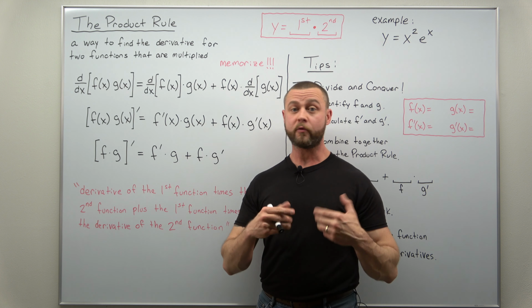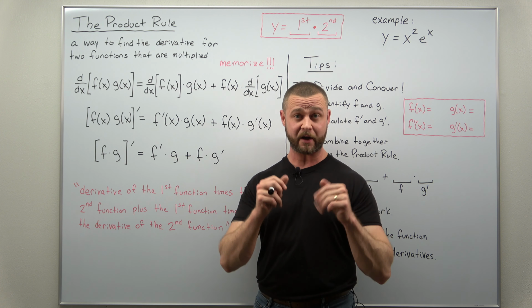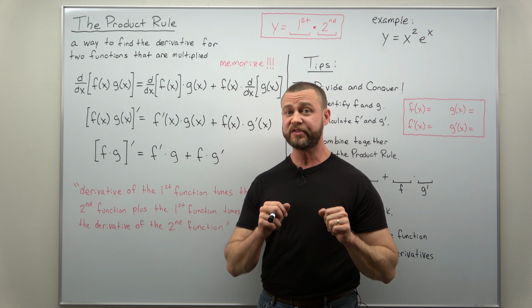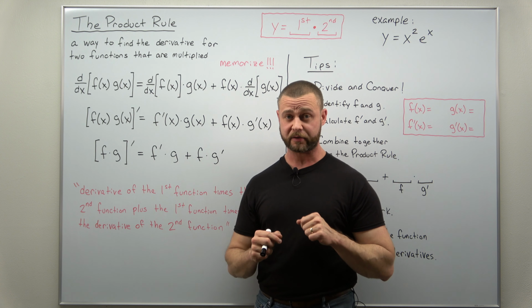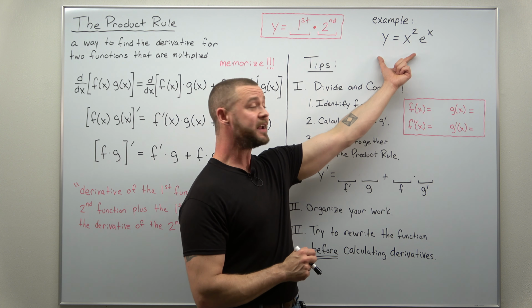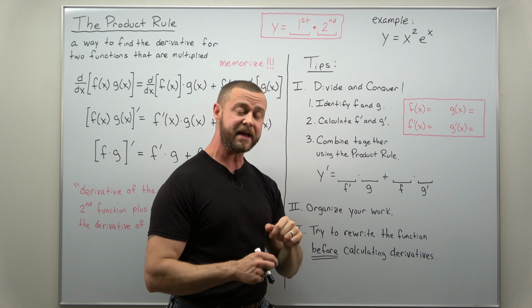First, we're going to go over what it is. Second, we're going to go over some tips on how to apply it. And third, we're going to go through a few basic examples so that way you can understand how to apply the product rule. Now, one of the examples that we'll be getting to is finding the derivative of y equals x squared times e to the x.